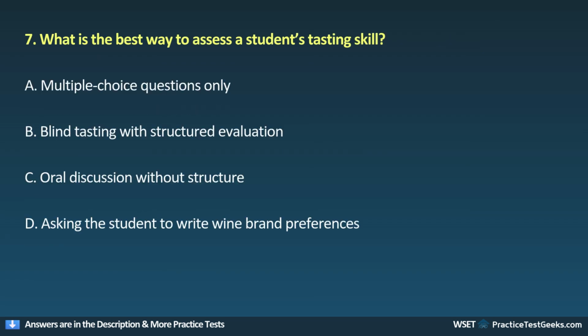7. What is the best way to assess a student's tasting skill? A. Multiple choice questions only. B. Blind tasting with structured evaluation. C. Oral discussion without structure. D. Asking the student to write wine brand preferences.